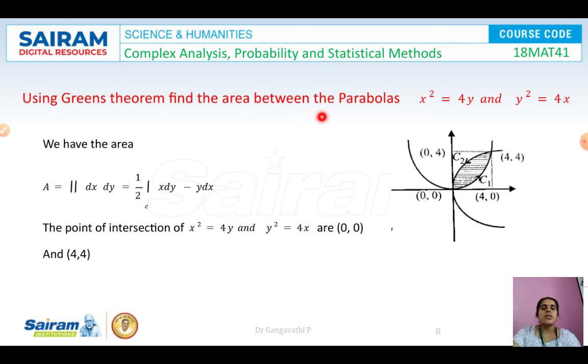Using Green's theorem, find the area between the parabolas x square is equal to 4y and y square is equal to 4x. So x square is equal to 4y is a parabola which is symmetric about the positive y-axis. This is our curve. This we can take as C1, and the direction is this. And the second one is y square is equal to 4x.